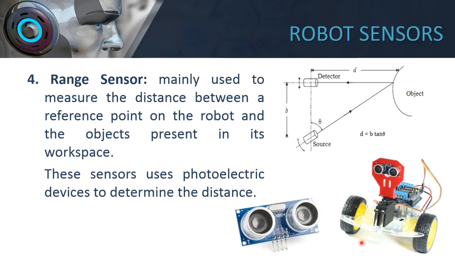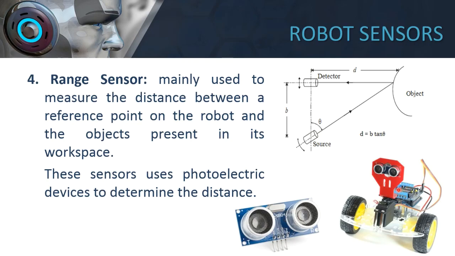Yeah, next is a range sensor. The range sensor comes under the non-contact type of sensors, and this is mainly used to measure the distance between a reference point on the robot and the objects present in the workspace. Generally, the range of the object is calculated as d. You have an object kept here, and the detector is present in the robot. The eye of the robot is called the sensor, the range sensor.